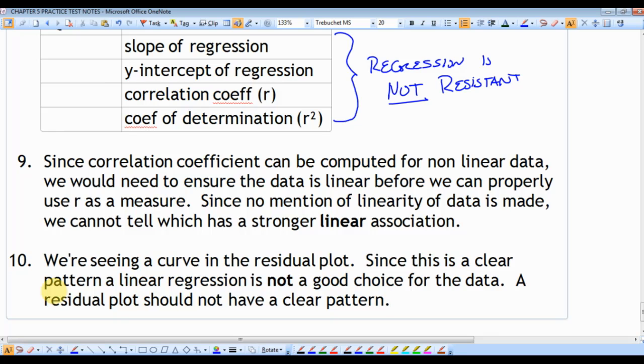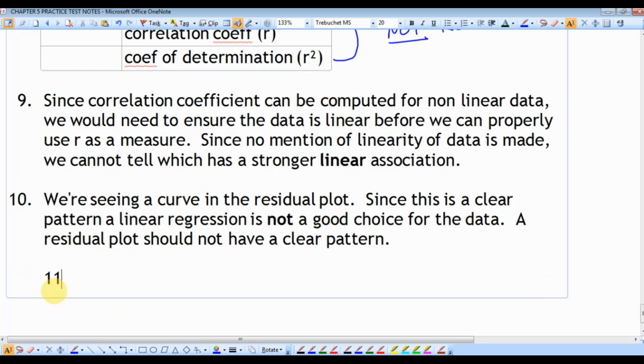I think we can get to 11 then. So a residual plot doesn't have a pattern. A residual plot should not have a pattern. You can't say what a residual plot will look like. What you're looking for in a residual plot is no pattern. When you see a pattern in a residual plot, it means a line isn't a good choice. A curve might be better.